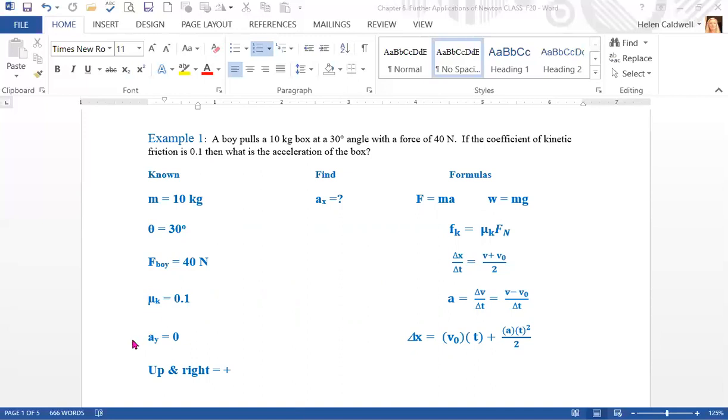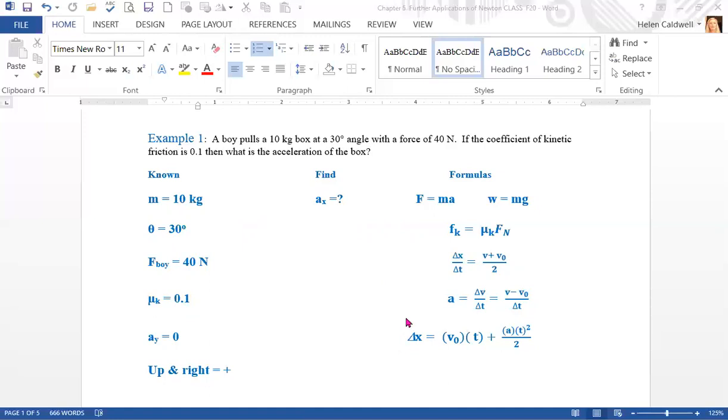Acceleration in the y direction is 0. How do I know that? Because the box doesn't levitate and the box doesn't sink. No floating over the surface and flying away, no digging down into the ground. And we're going to make up and to the right positive because I'm going to make the boy pull the box to the right. And he's pulling it, not pushing it. So up. We want to find the acceleration. It'll be in the x direction, a sub x.